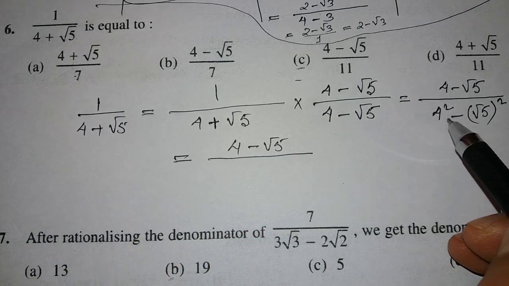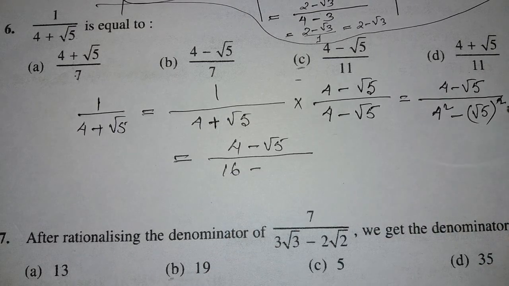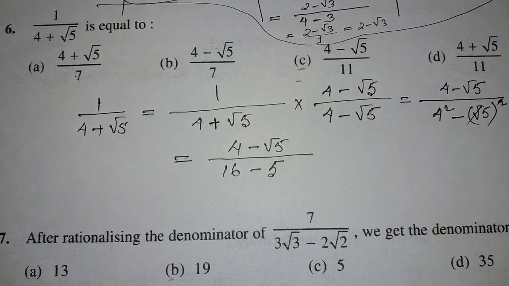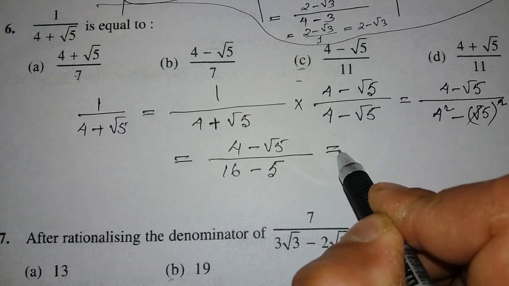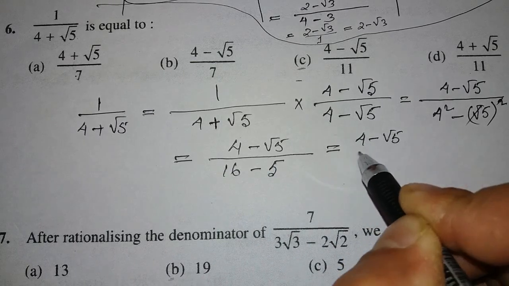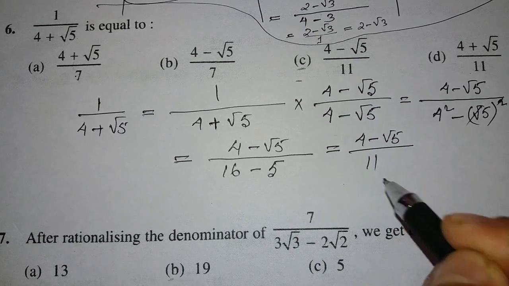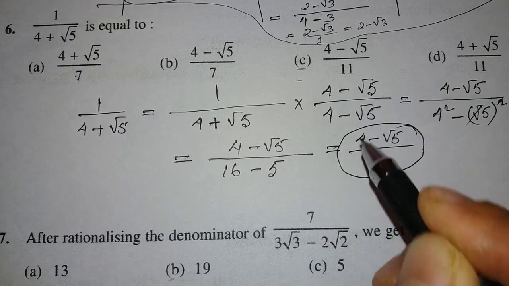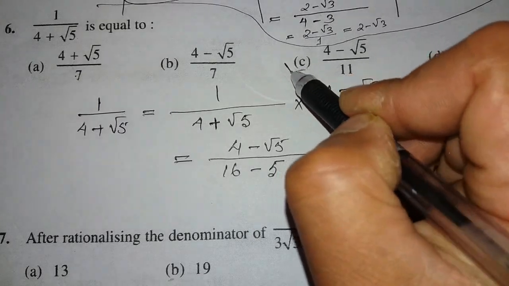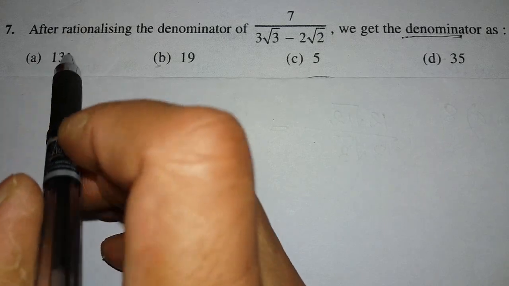In the denominator 4 square is 16, and square and root cancel, then you have here 16 minus 5. Now this gives us 4 minus root 5 upon 16 minus 5, which is 11. So this is our answer, which is given as 4 minus root 5 upon 11 in the options. Now let's move on to question number 7.